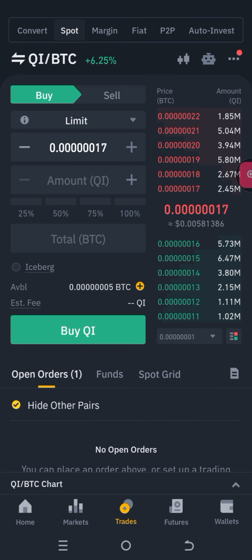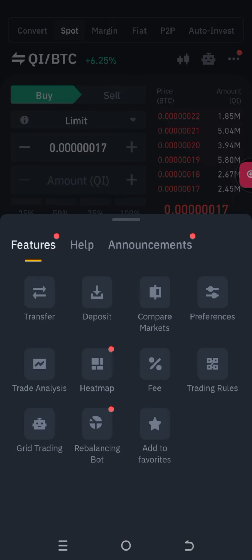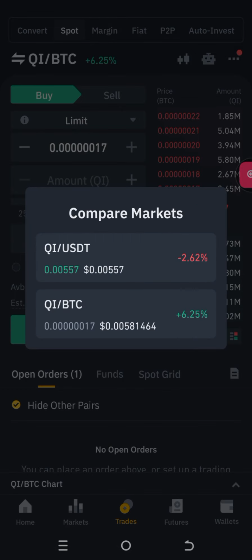For your information, we're not doing any live trade right now. We're just looking at the nuances that go on in the market. Let me show you through the compare markets. Right now we have QI, we have USDT, we have BTC here. We just want to check which one is cheaper, because don't forget, we are buying low and selling high. These are the two markets where QI, which is our target coin, is being listed.